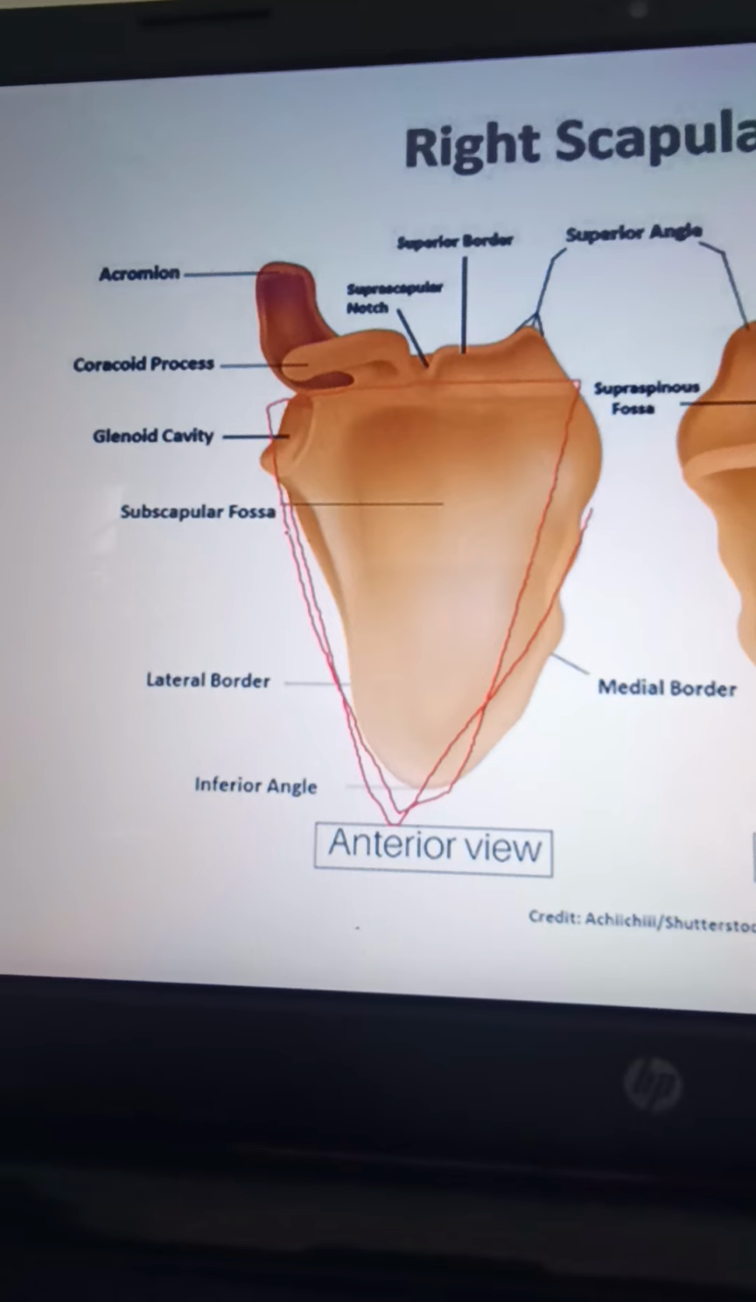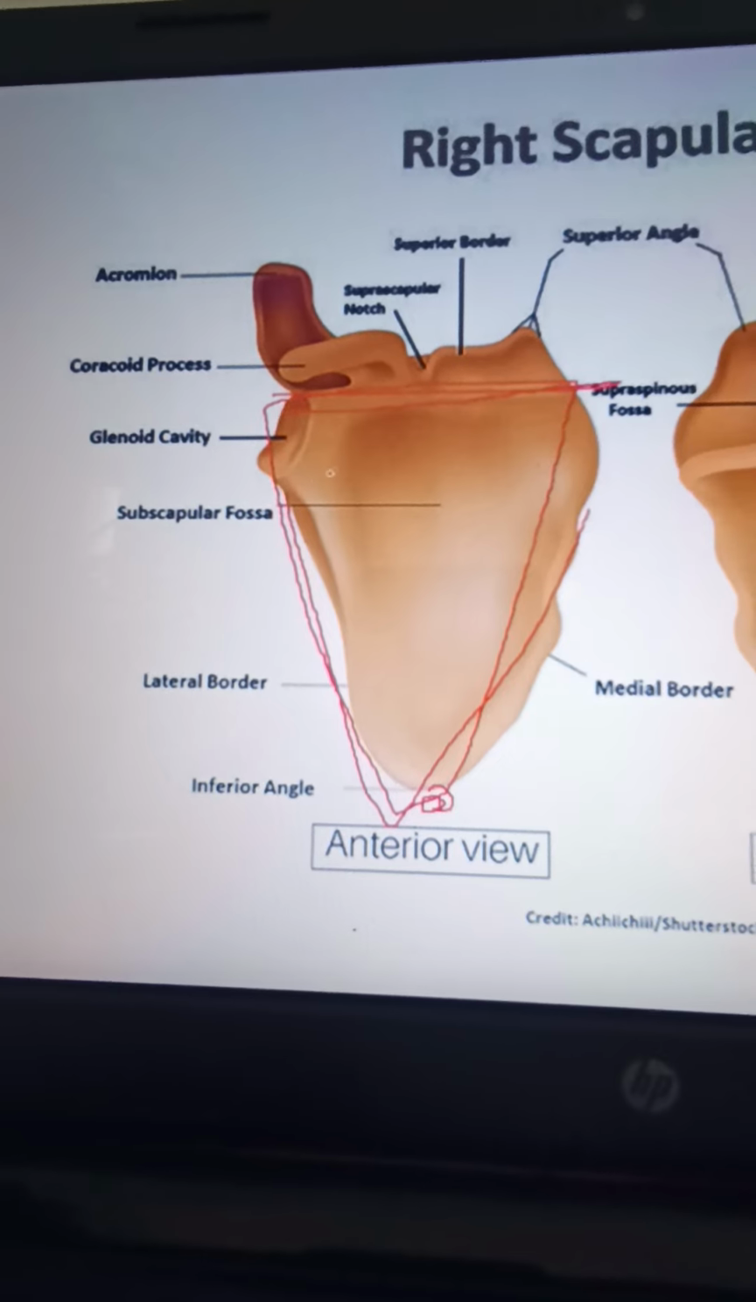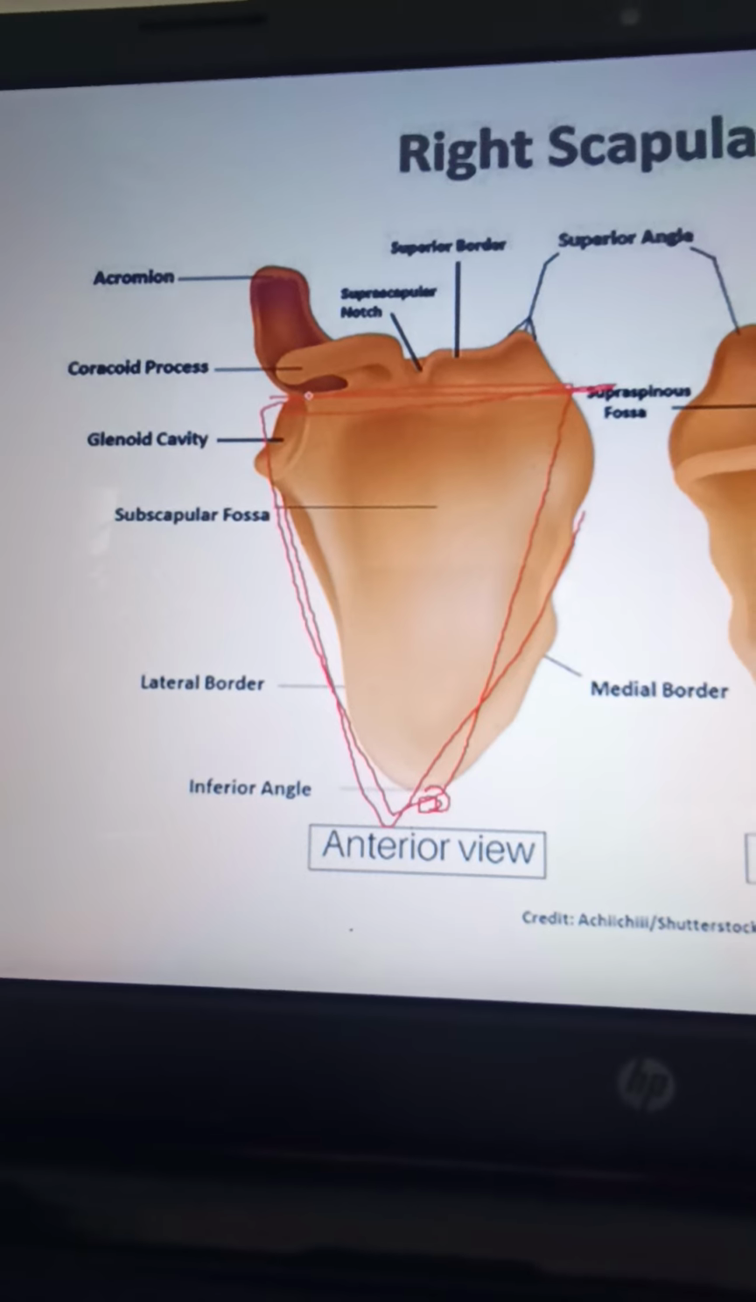So the orientation is vertical. That means it has an inferior angle here and it has a superior border here. Now, let us look at the angles. Now, this is the lateral angle.